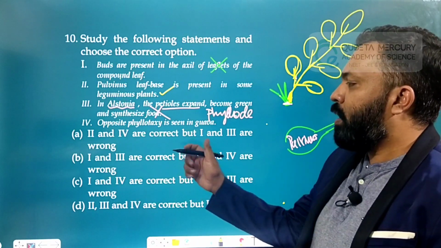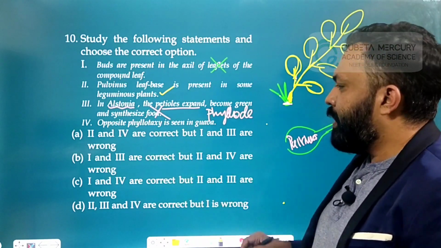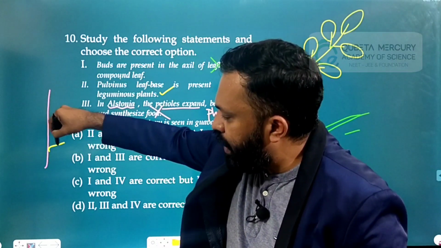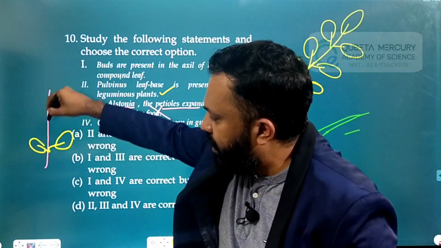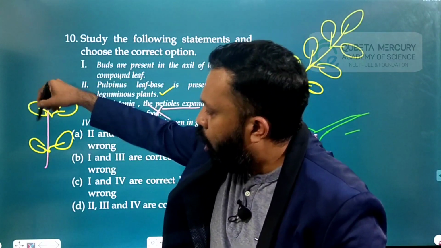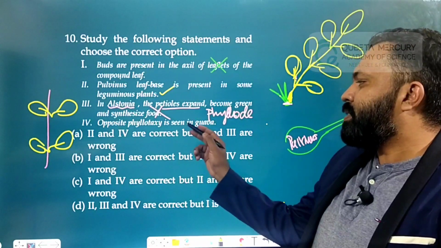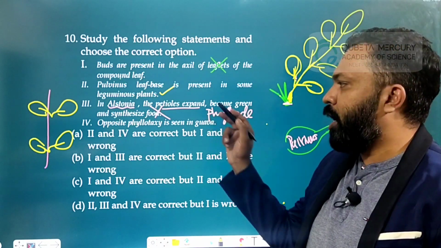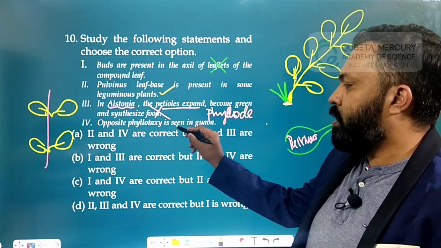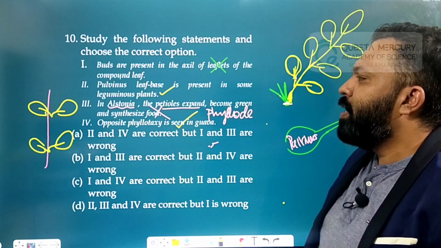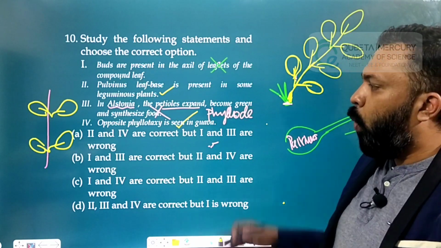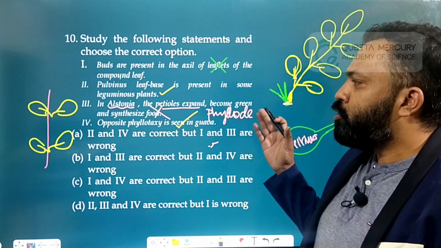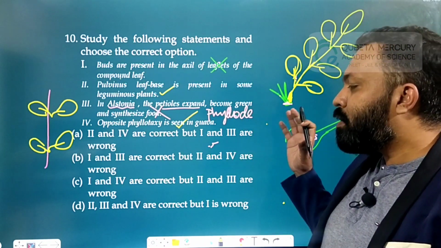The fourth one, opposite phyllotaxy. That means from a node, two leaves develop, and the two leaves developing from the same node are opposite to each other, as seen in Guava. Yes, Calotropis, etc. show opposite phyllotaxy. So statement 4 is also right. So of these 4 statements, 1 and 3 are wrong, but 2 and 4 are right.